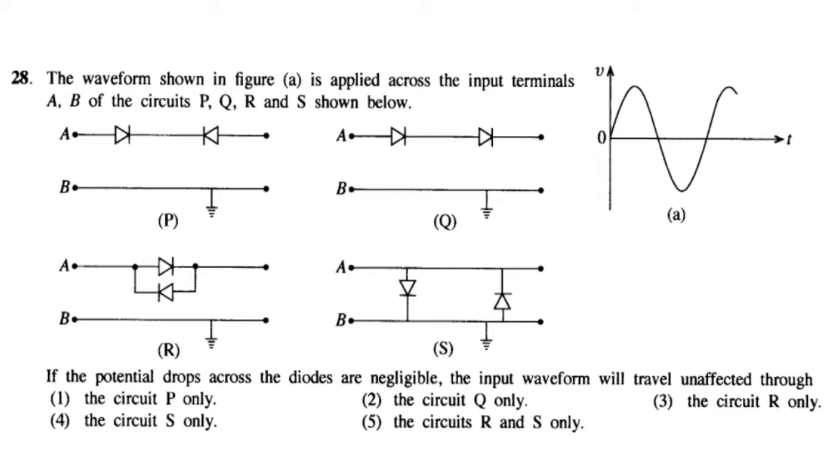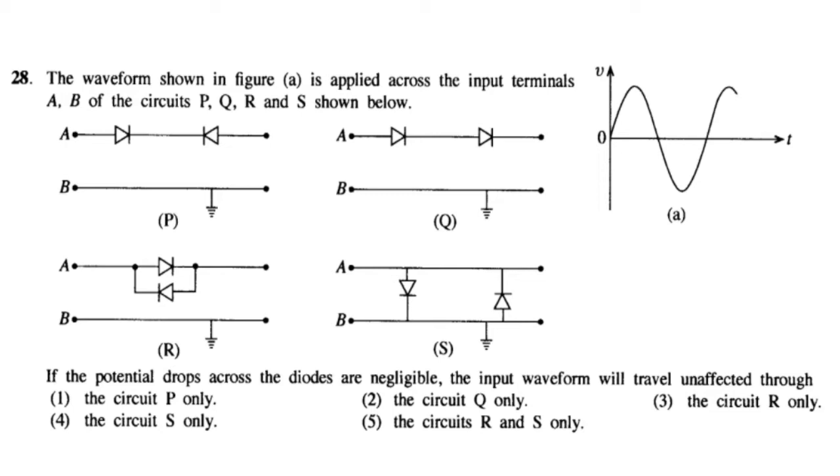Then Q: the first diode gives the positive side of the wave, and the second diode also allows that to pass. So the output will not be the same as the input. In S, A and B are connected through the diode, and the B terminal is earthed. So the signal will pass through the diode, and it will be earthed. So this circuit is short circuited.